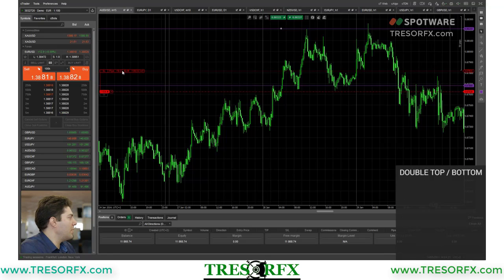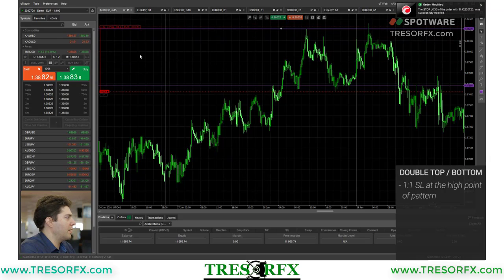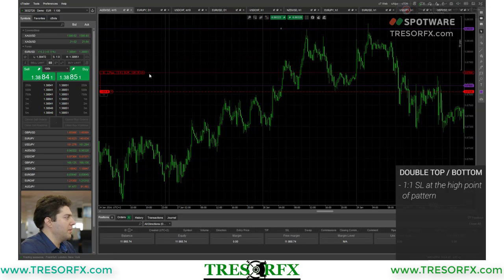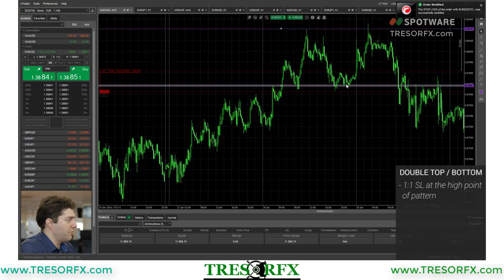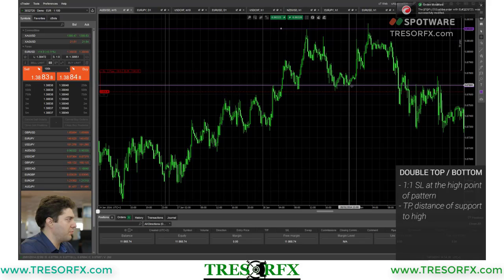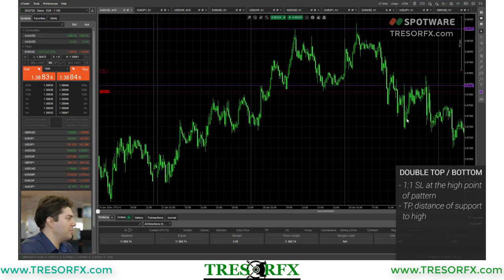Or you can go one-to-one stop loss and put it at the high point of the pattern, which also is not very much recommended, but you can do it if you want. The target for this pattern is you measure the distance between the resistance and the support, which is 52 pips, and you put something a bit more conservative.